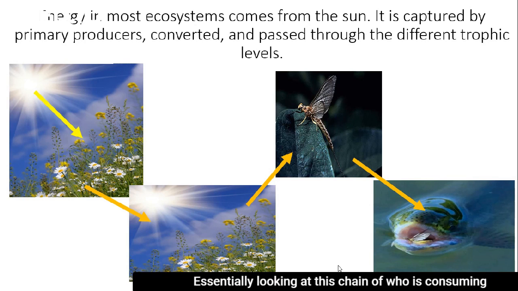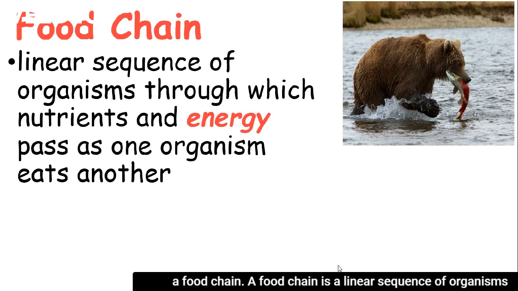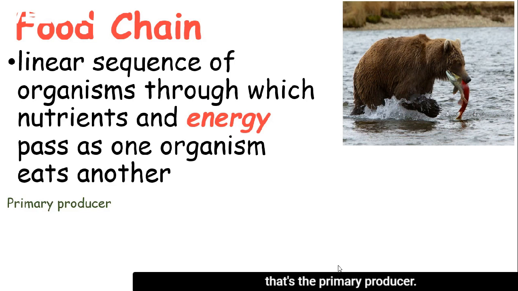Essentially, looking at this chain of who is consuming who and where the energy is flowing, all of this is showing a food chain. A food chain is a linear sequence of organisms through which nutrients and energy pass as one organism eats another. So we are looking at where the energy is originating from within that food chain, beyond the sun, and that's the primary producer.